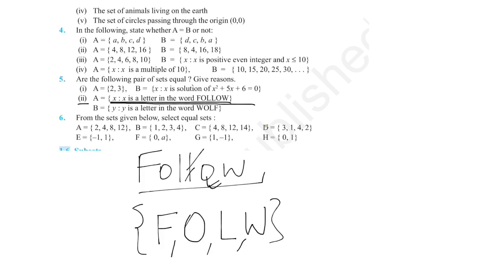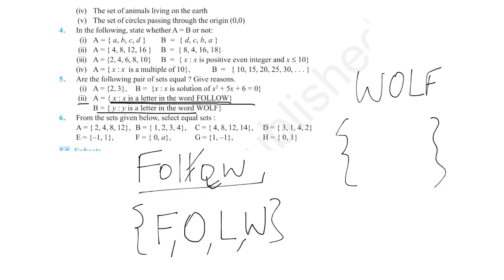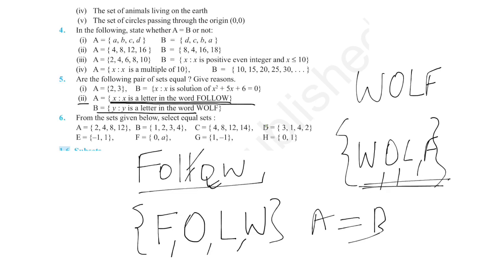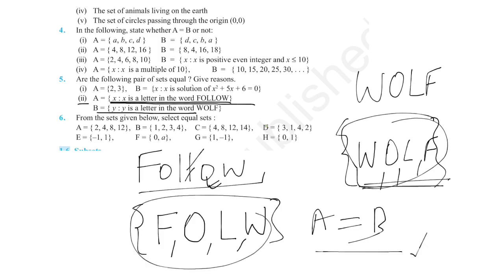And when we come to set B, it says that y is a letter of the word wolf. So in wolf we have these 4 letters, and if we want to write it in set form, we'll take W, O, L, and F. And finally we see that elements of A are equal to elements of B because all the elements of A are in set B, and all the elements of set B are there in set A. So A is equal to B.